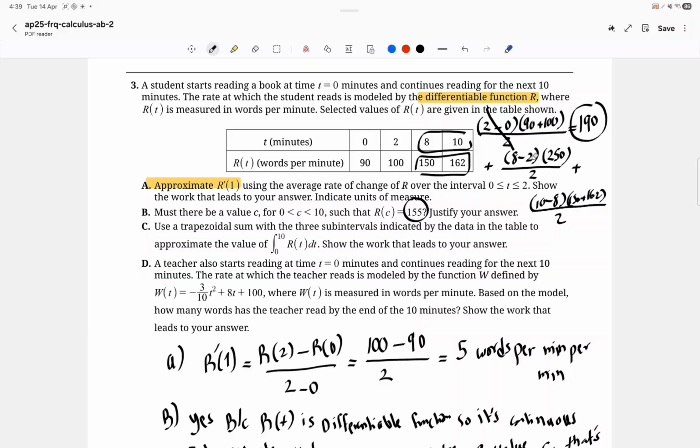8 minus 2 is 6. Divide by 2 is 3. 3 times 250 is 750. Now, 10 minus 8 is 2. These go away.